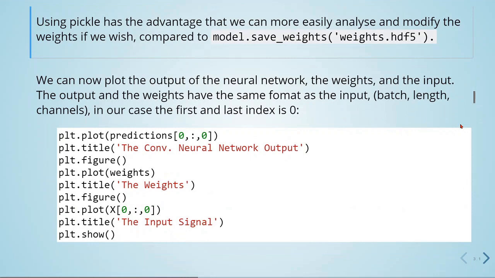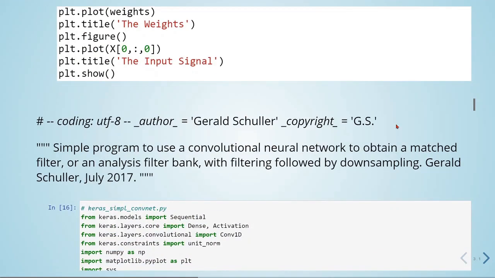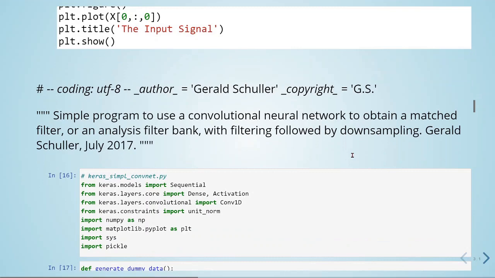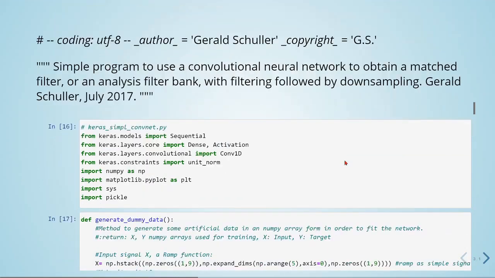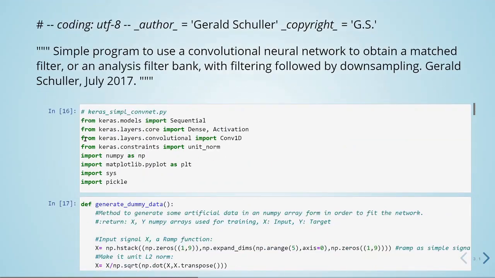Now we can plot the output of the neural network, the weights and the input using this part here. So when we put everything together, you can see the Professor Schuller example code and Gerald's simple ConvNet is a simple program that uses a convolutional neural network to obtain a matched filter. And we will detect the signal.